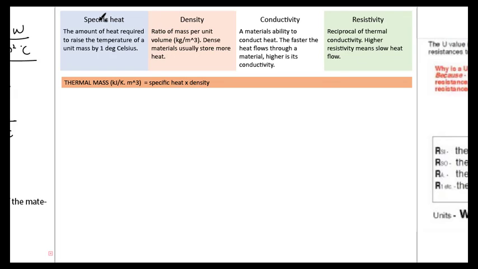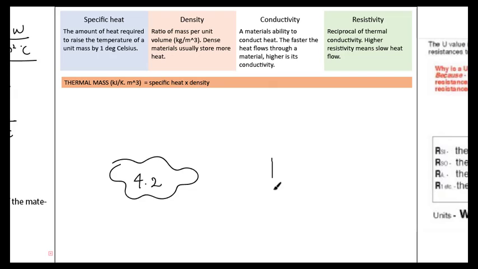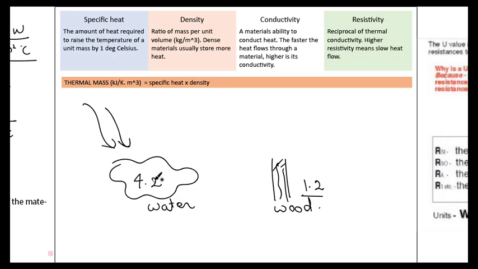So specific heat is the amount of heat required to raise the temperature of a unit mass by 1 degree Celsius. For example, I have a water body, whose specific heat is 4.2, and I have a wooden log, with some grains in it, which has a specific heat of I guess 1.2 or something. So water has a high specific heat value, and wood has a comparatively lower one, which means that the amount of heat energy required to change its temperature by 1 degree is more.